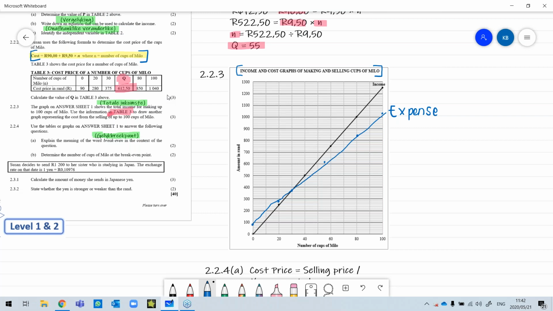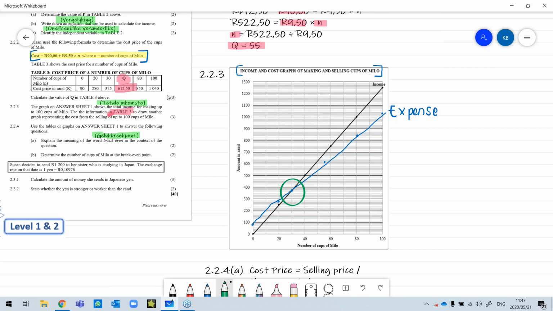Now for question 2.2.4a, use the table or graph and on the answer sheet to answer the following questions. Explain the meaning of the word break even in the context of the equation. So gelykbreekpunt. Now this is indicated on your graph over here. Okay, so as my graph is not entirely straight and drawn freehand, it's going to be more or less here between 20 and 40 cups sold.